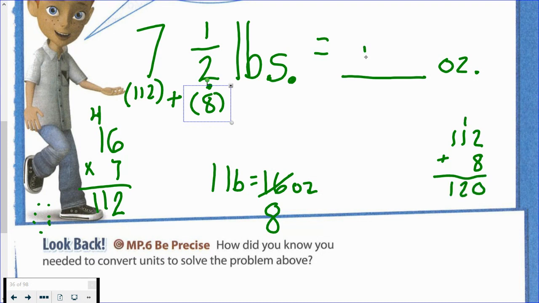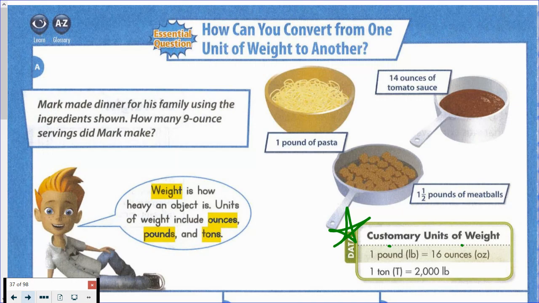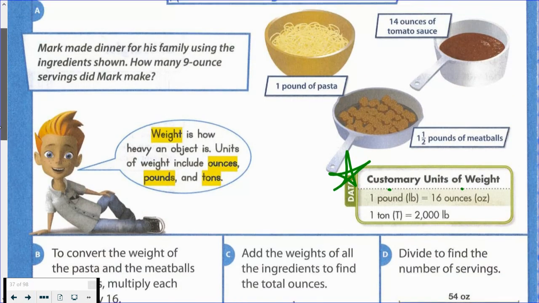And that gives us the final answer of 120 ounces. So, as you're working through this today, something I want you to be mindful of: you have a conversions chart right here on the visual learning page. Put that to use, okay?